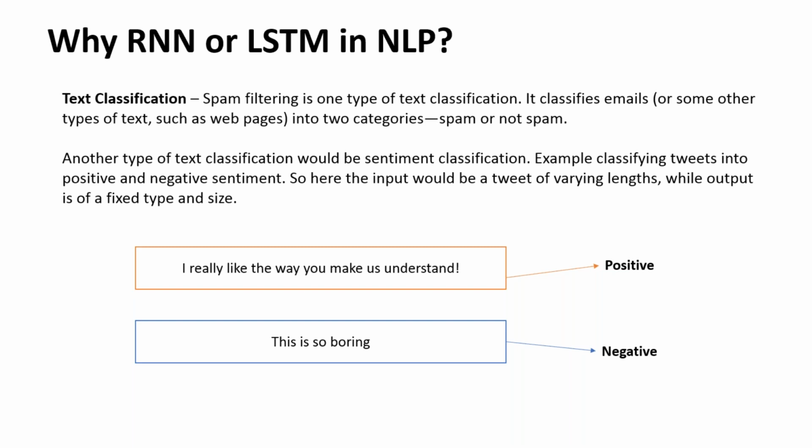Let's understand it from a human perspective. We read each word in a sentence, like, I really like the way you make us understand. We do not read half of the sentence and assume that this is what it means, although probably we can predict what the next words would be. But to understand the complete context, we read the whole sentence and then understand what exactly it means. Then we can arrive at the conclusion that it is positive or negative.